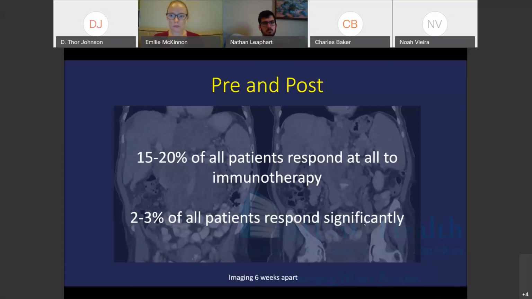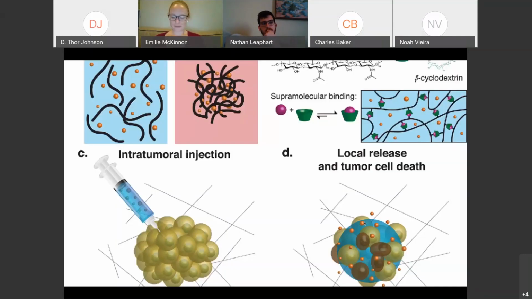But again, only 15 to 20% of patients respond at all. And so that's a problem, right? Because you'd love for all of them to respond, and 2 to 3% of all patients respond significantly. So you get benefit in patients, but not everybody. And so the question is, what do we do to try to increase the number of patients who actually get a good response to this? And this is an area that we're getting into.